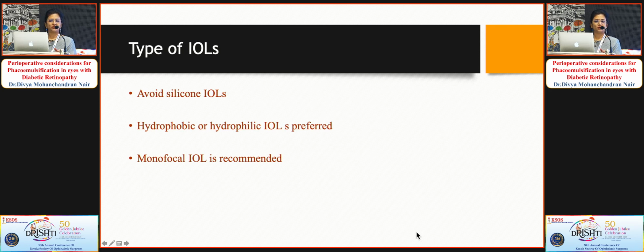So regarding the type of IOLs in this patient, avoid silicone IOLs because in future he may need silicone oil placement. Better to use hydrophobic or hydrophilic acrylic IOLs, and a monofocal IOL is recommended.